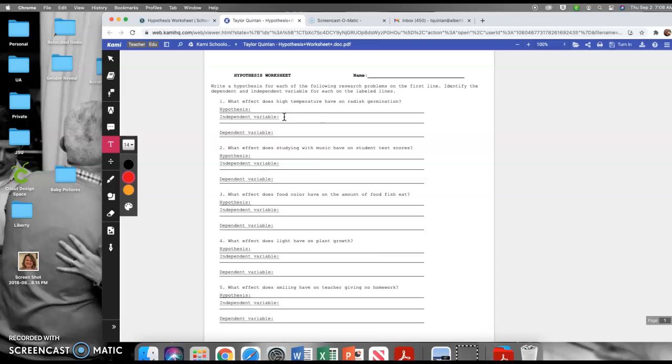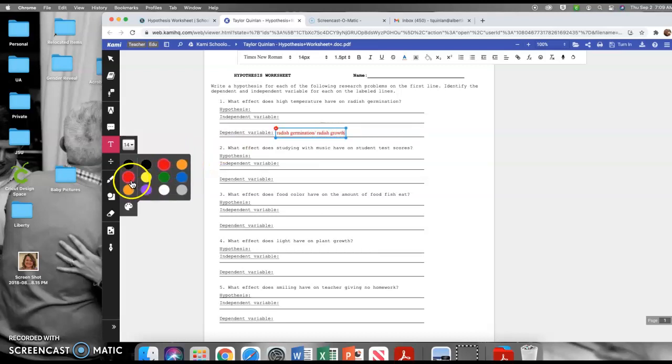So remember, we're going to start with dependent variables because that's what we're measuring. So in this, what can we measure? We're not measuring the effect of the temperature. We're measuring the growth of the radishes. So radish germination, radish growth. That's what we're measuring.